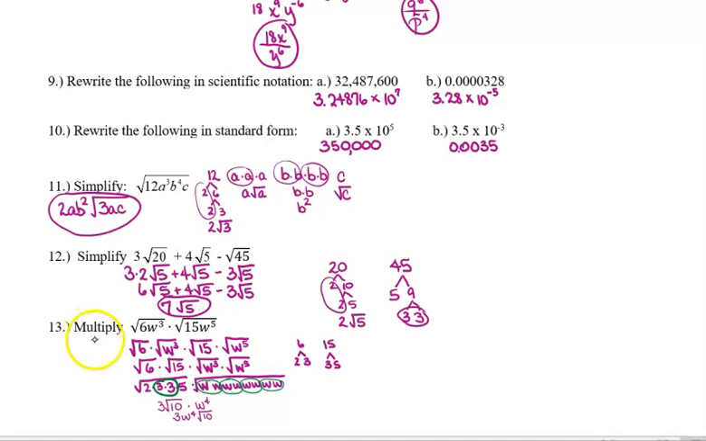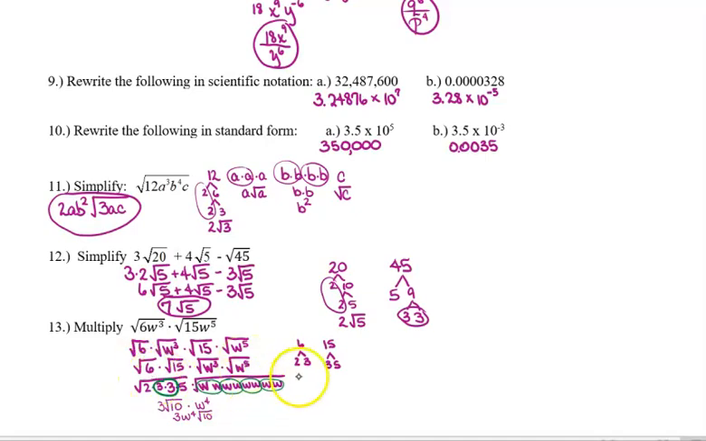All right, and then last for number 13, we're multiplying these two radicals. So I'm going to first off break these apart into separate pieces. So I'm going to say square root of 6 times square root of w cubed, square root of 15 times square root of w to the 5th. Then I'm going to collect the things that are alike. So I've got my numbers over here and I've got my w's over here.